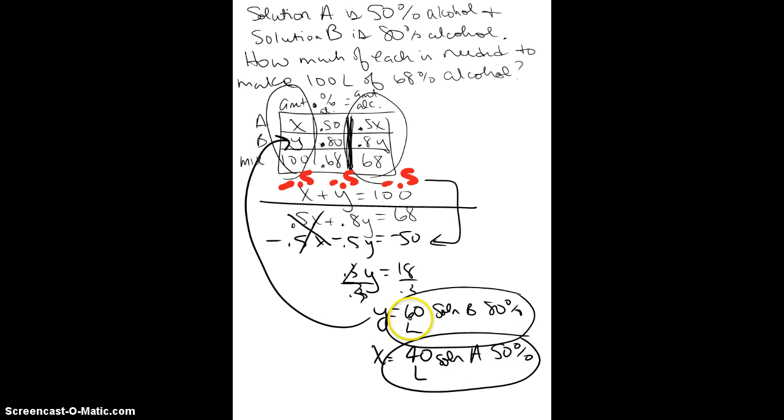All right, so there's my answer. I need 60 liters of solution B. That's 80% alcohol. Sorry if I said acid earlier. And 40 liters of solution A, which is 50% alcohol.